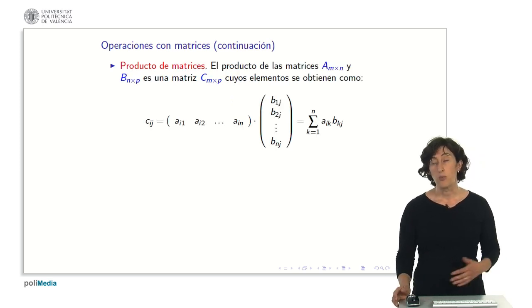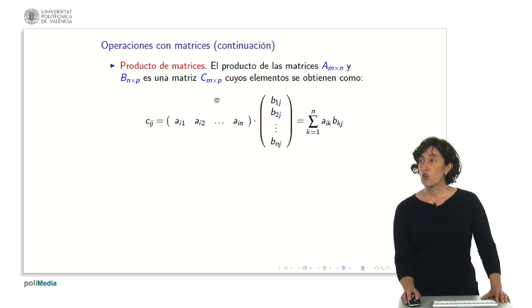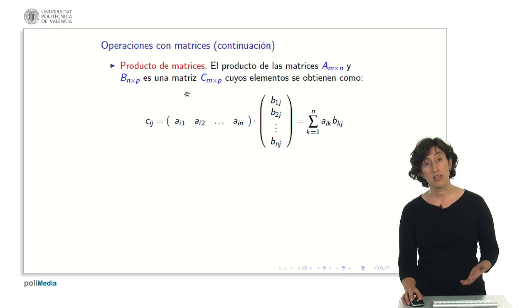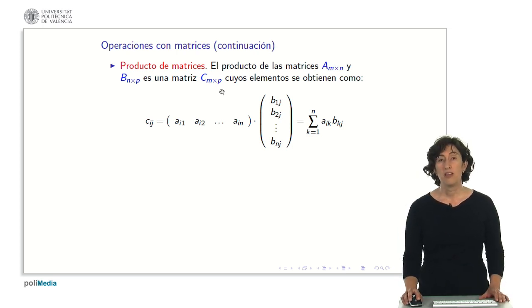And the next operation is the most complicated, which is the matrix product. In the matrix product, when I have a matrix A of size m times n and a matrix B of size n times p, the result will be a matrix also, as it happened before, but of size m times p, and whose elements are obtained in this way.